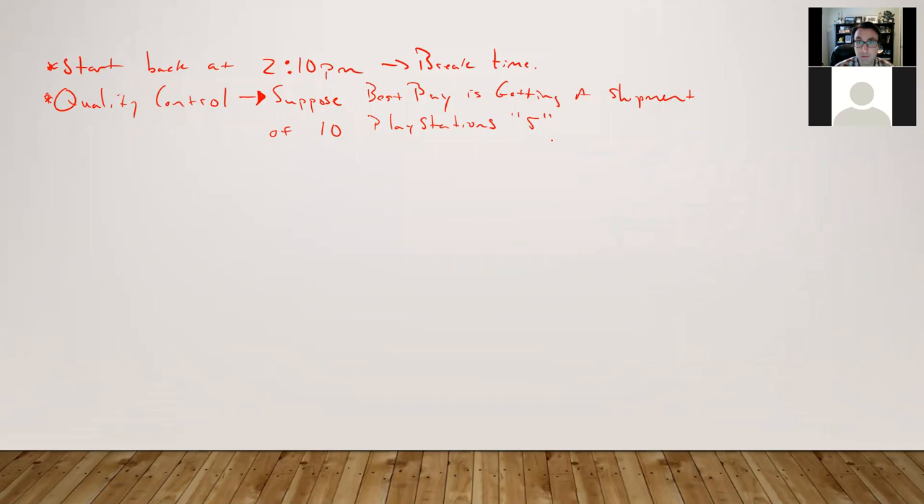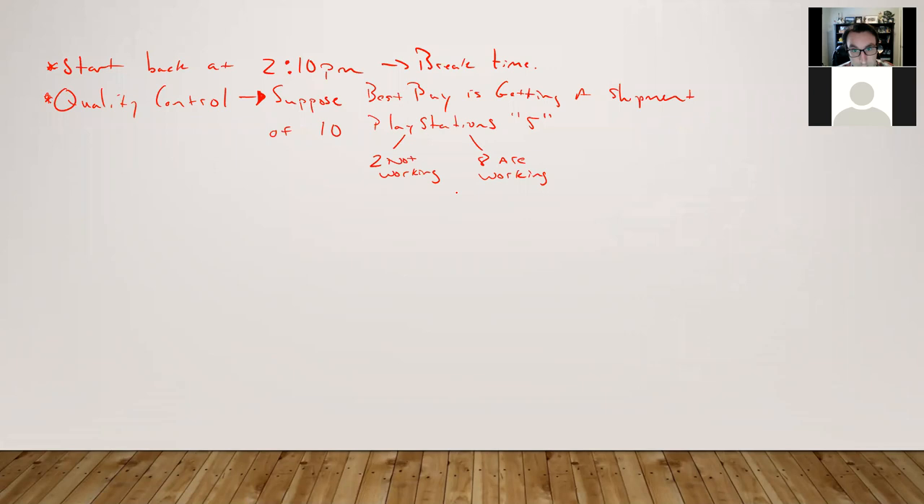Okay, so suppose they get this shipment. Let's just suppose two of them are not working, and eight are working. Let's just say we know that ahead of time.